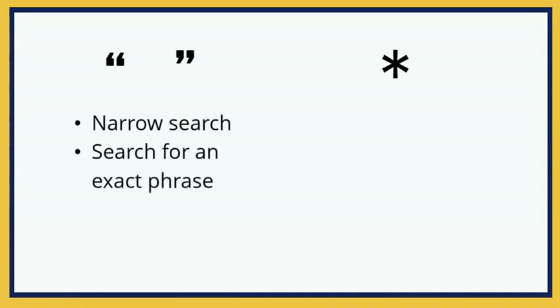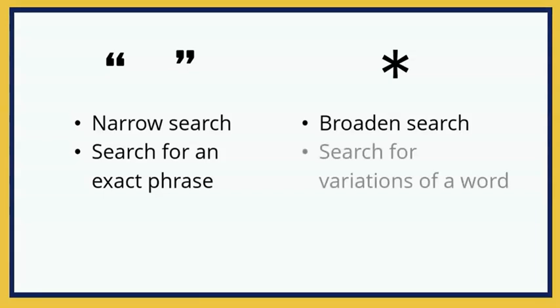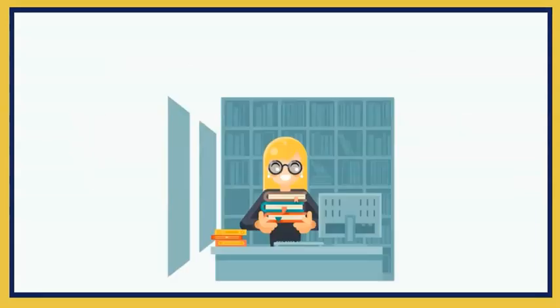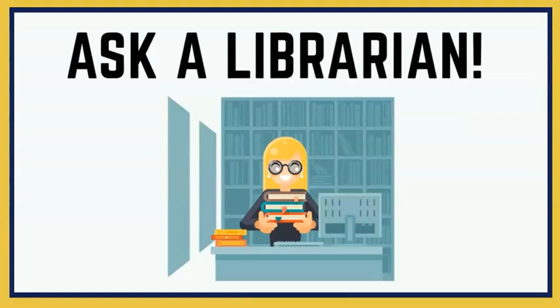To summarize, this video has talked about two Boolean modifiers, quotation marks and the asterisk. Quotation marks are used to narrow your search by telling the database to search for an exact phrase. And the asterisk is used to broaden a search by telling the database to search for different variations of a word. For more information about advanced searching in databases and for getting help with a research project, ask a librarian.